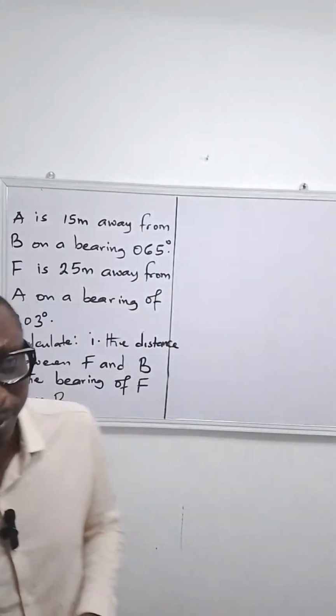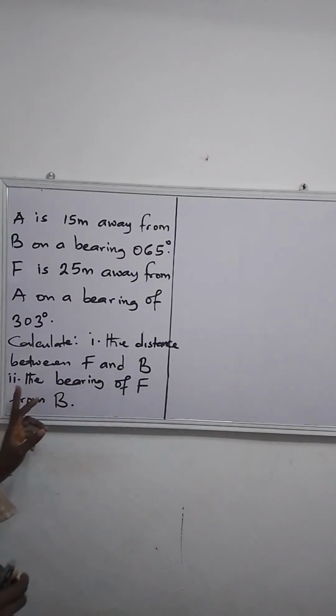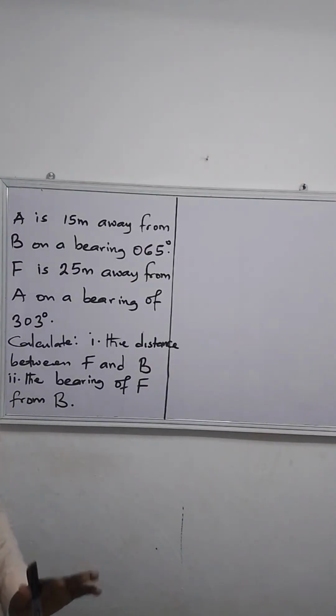Okay. Now the question says A is 15 meters away from B on a bearing of 65 degrees. F is 25 meters away from A on a bearing of 303 degrees. Now you have to calculate the distance between F and B and also the bearing of F from B. So how do you go about this? Now the first thing is to sketch the diagram.